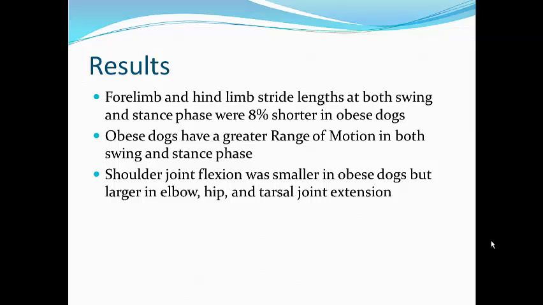During the test, they studied them at the swing phase and the stance phase at a slow and fast trot from 1.8 meters per second to 2.5 meters per second. After the test, the results showed that the forelimb and the hind limb stride lengths at both the swing and stance phase were 8% shorter in obese dogs. Results also show that obese dogs have a greater range of motion in both of the phases. Shoulder joint flexion was smaller in obese dogs but larger in the elbow, hip, and tarsal joint extensions.